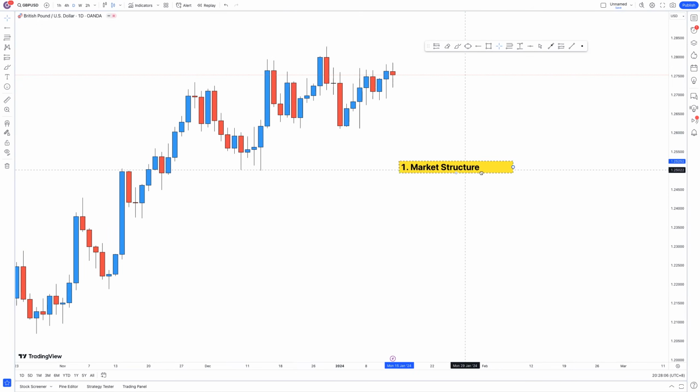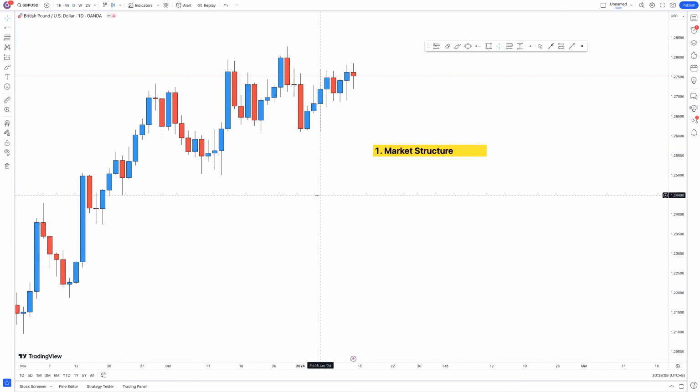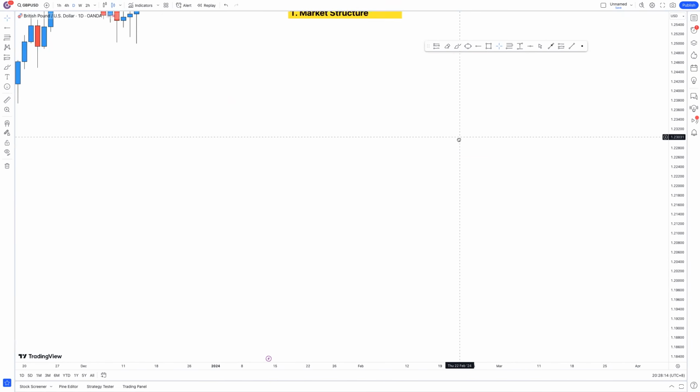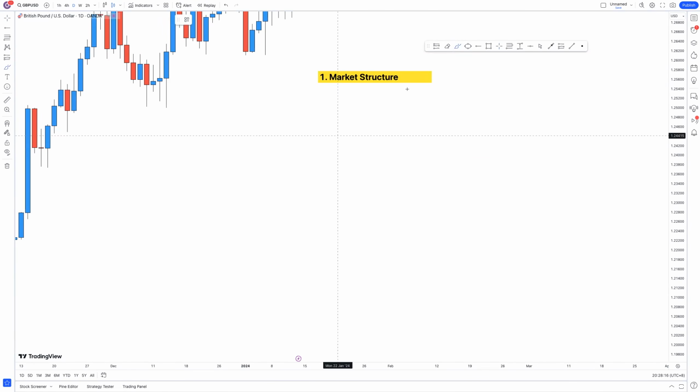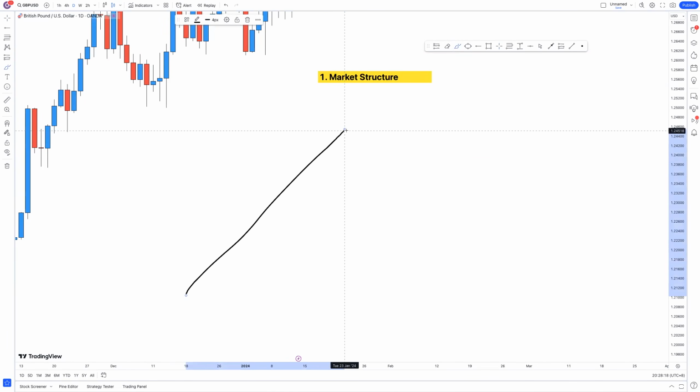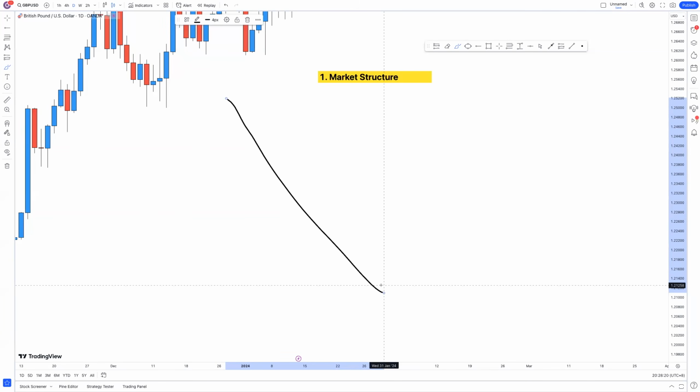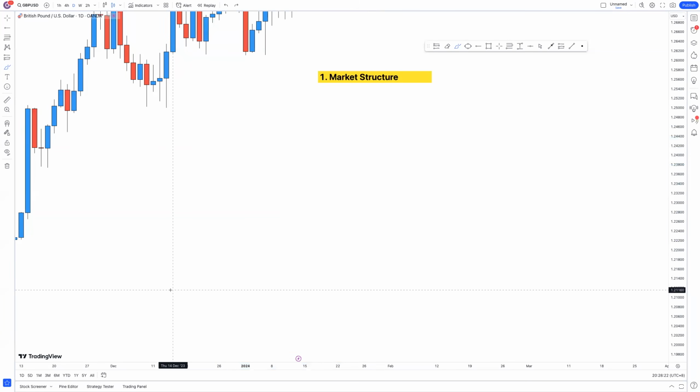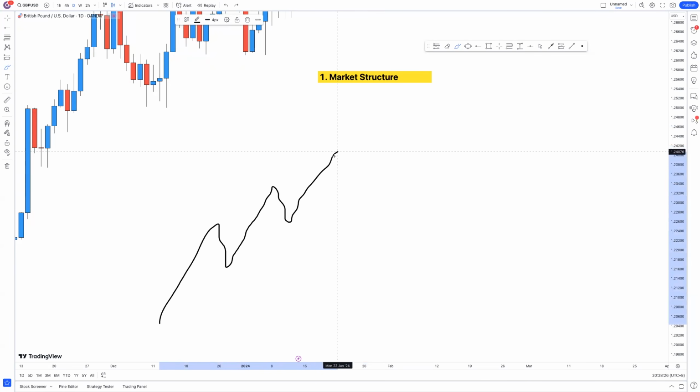So when it comes to market structure, what is market structure? Market structure is essentially the way the market moves. What I mean by that is that you must understand that the market will never go up in a straight line like this, or go down in a straight line like this. In an uptrend, price will be going up, retrace a little bit, going up, retrace a little bit, and then go up, retrace a little bit, and go up even further.